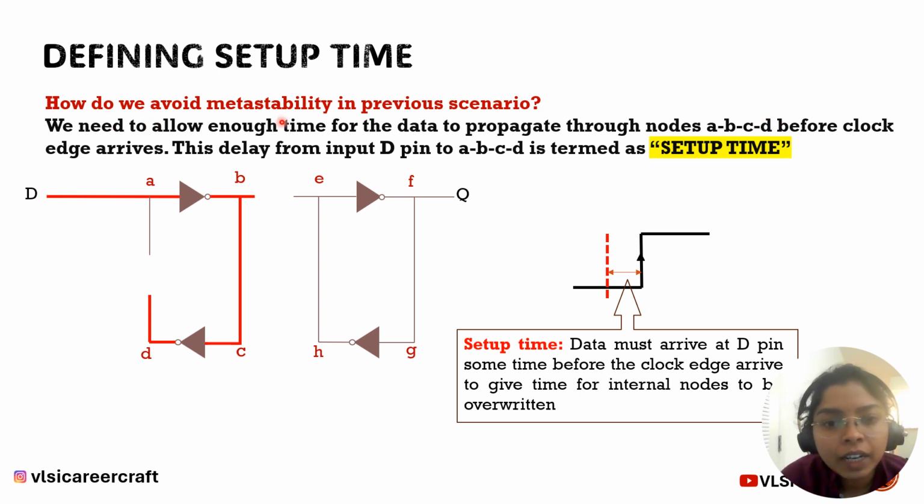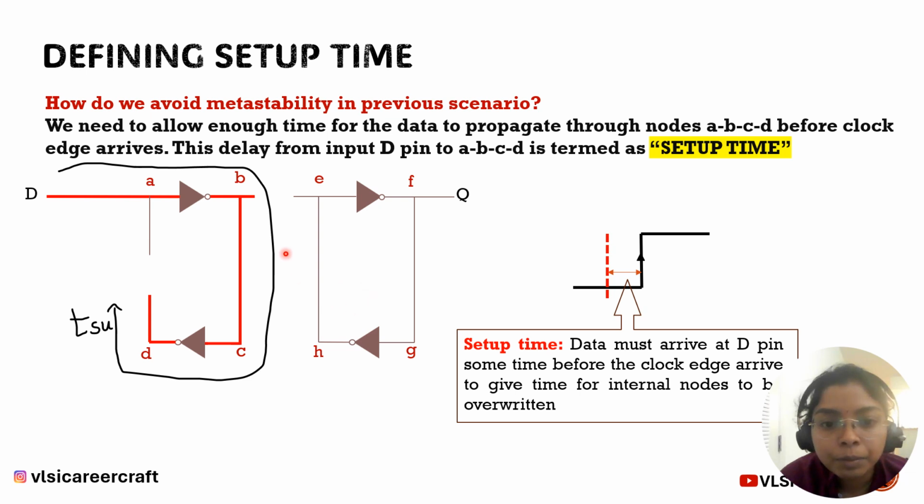So how do we avoid the metastability state in the previous scenario? If we don't want a conflict between new data and old data, we need to allow enough time for the input to propagate into the internal nodes, that is A, B, C and D, before the clock edge arrives. So we can define setup time like this: the data must arrive a certain time before the clock edge arrives so that the internal nodes A, B, C and D get overwritten.